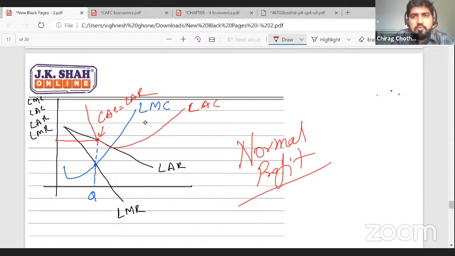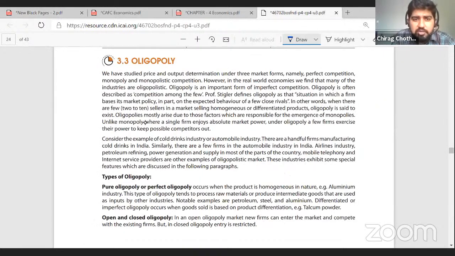Next part that we are going to understand, friends, it will be our oligopoly, which is the last part. Okay, now in case of oligopoly, what do we have? So first one is pure or perfect oligopoly. Now what do you mean by perfect or pure oligopoly? First of all, do you know what is oligopoly? There are less than 10 players in the market, less than 10 sellers in the market. It will be called as oligopoly market. Okay, now if they are buying and selling homogeneous product, it will be called as pure or perfect oligopoly.